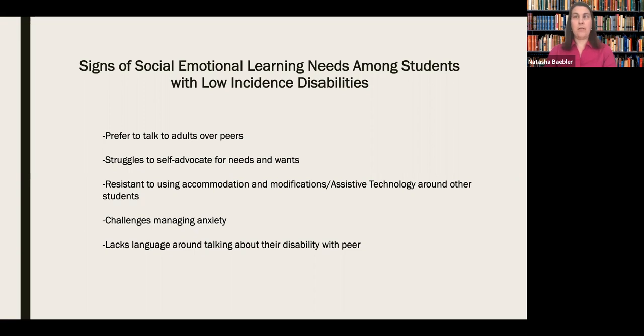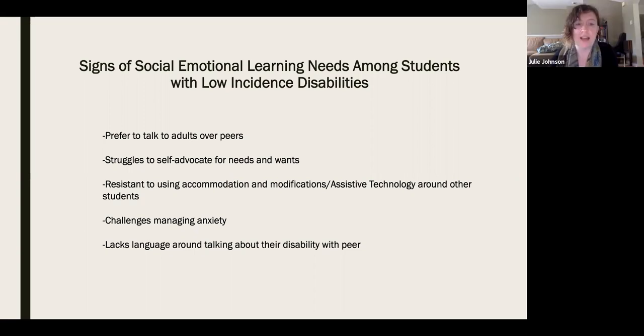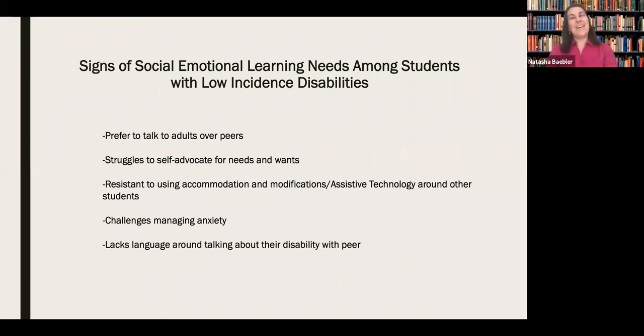And then lacks language around talking about their disability with peers and really teachers, everyone, others. Lacks language around talking about their disability, period. Right.